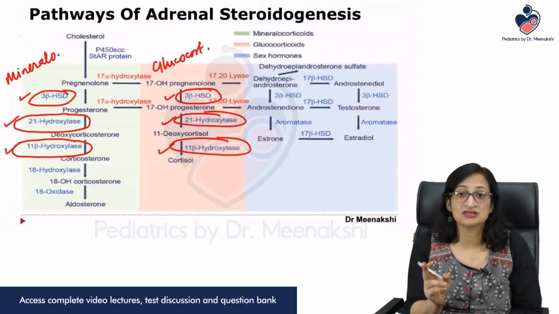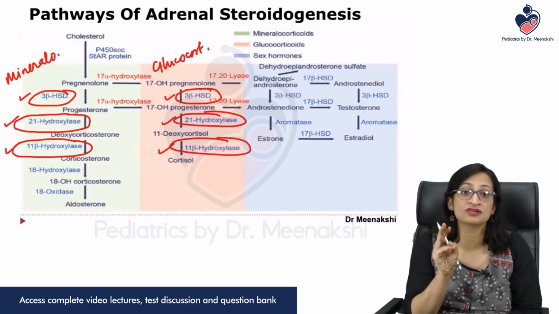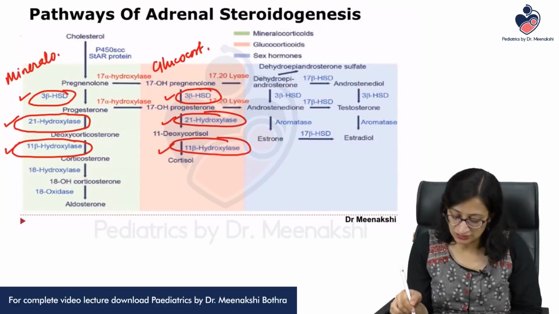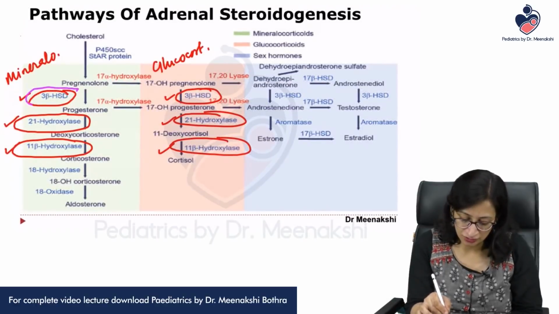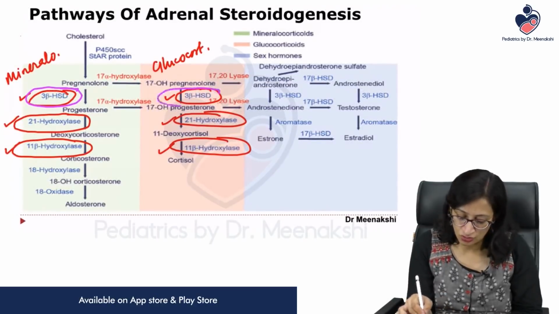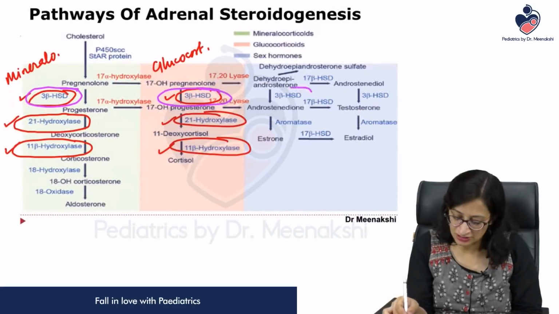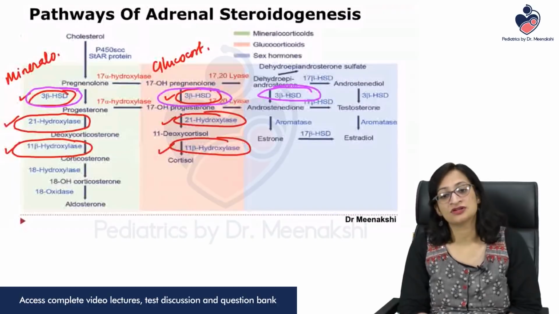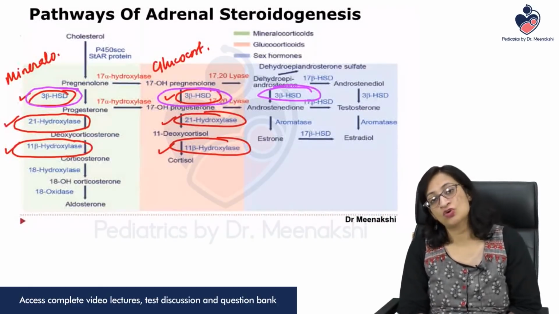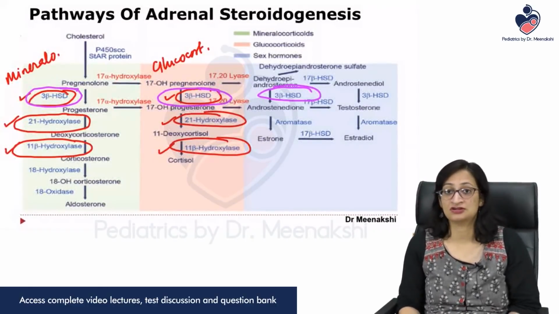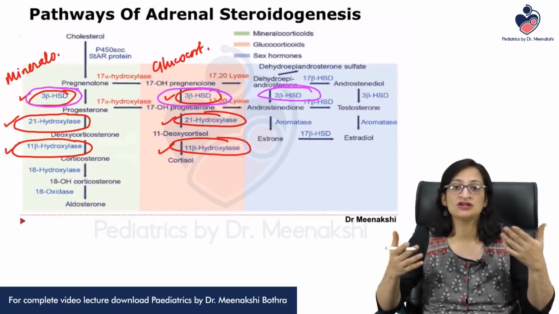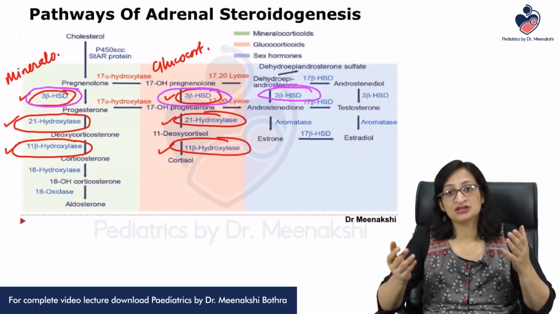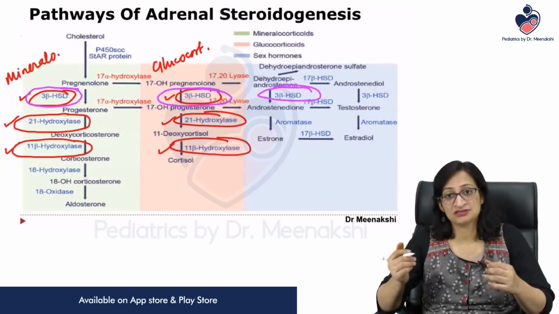Remember that the enzyme 3 beta hydroxysteroid dehydrogenase is common to all three pathways: the mineralocorticoid pathway, the glucocorticoid pathway as well as the sex steroid pathway. So if this enzyme is affected, all three pathways will be affected. With this background, let us see what happens in congenital adrenal hyperplasia.